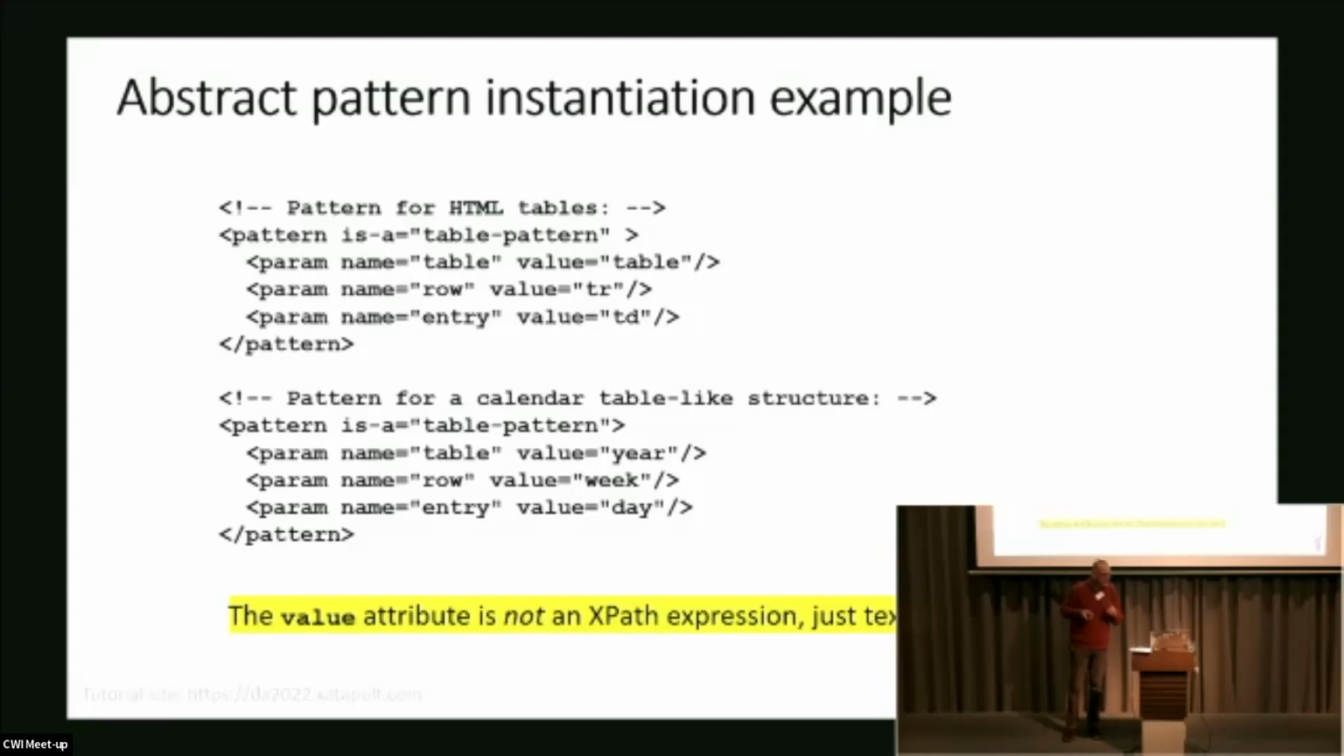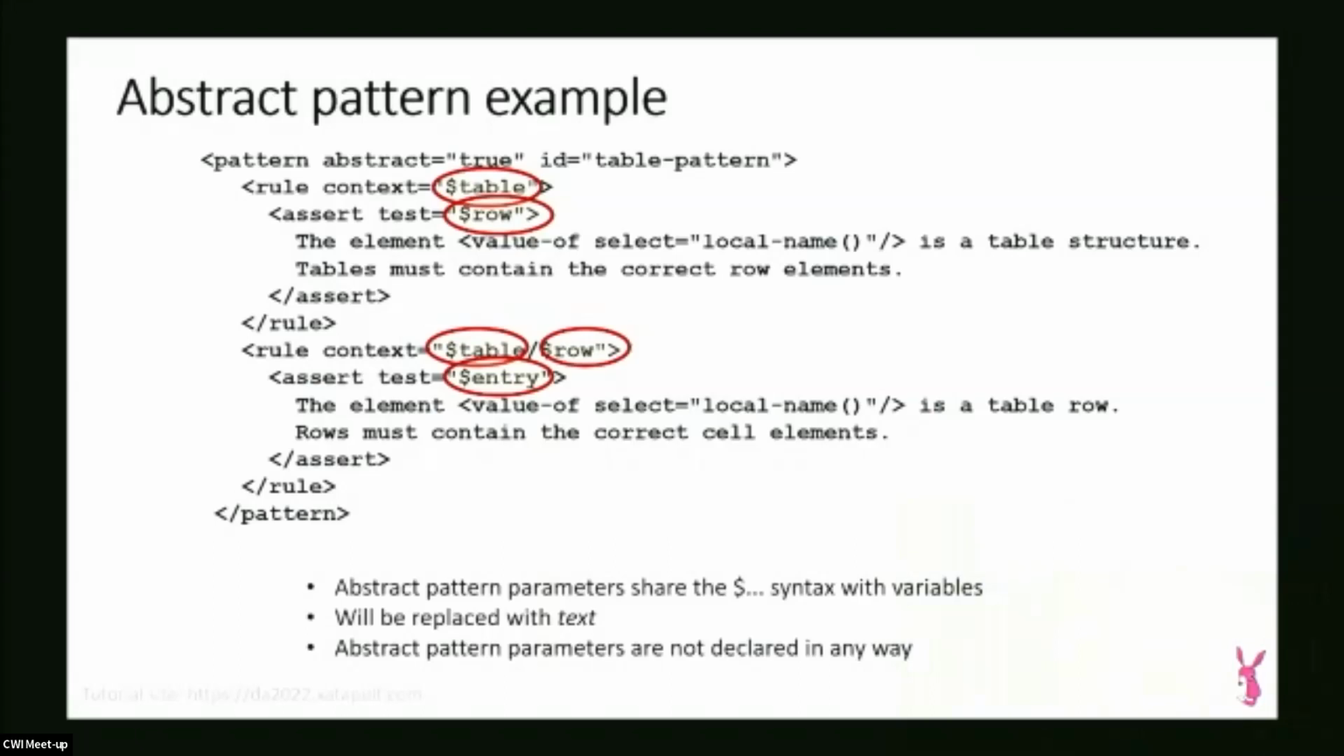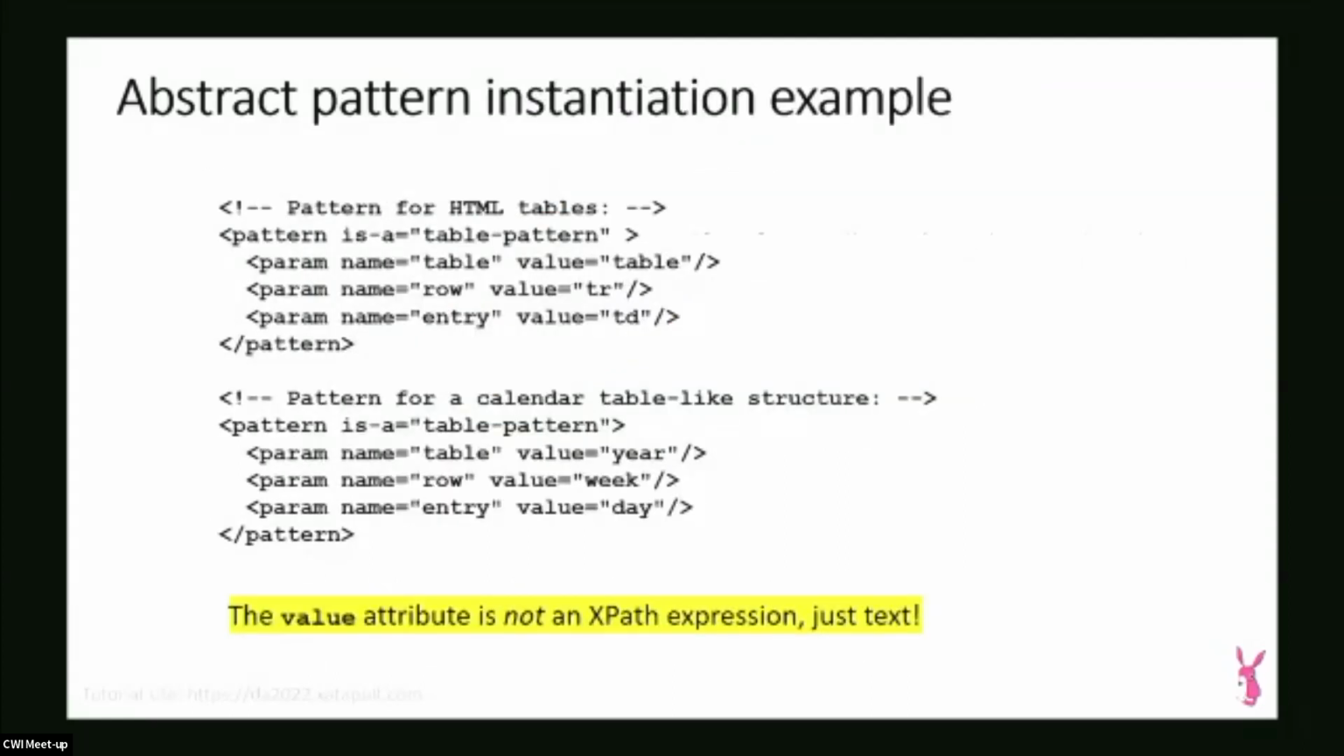Another gotcha here is that the value attribute is not an XPath expression. It's text. It's just a plain string, nothing complicated about it. So this is the way you write an abstract pattern. You give it an ID, and you use $variable-like constructions for all your abstract pattern parameters. And then you instantiate it with a pattern is-a something attribute.